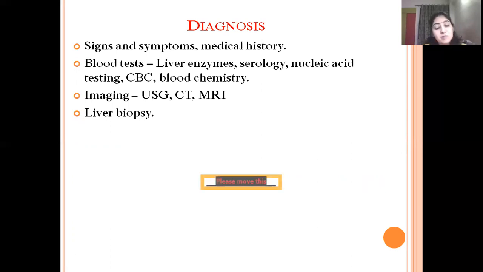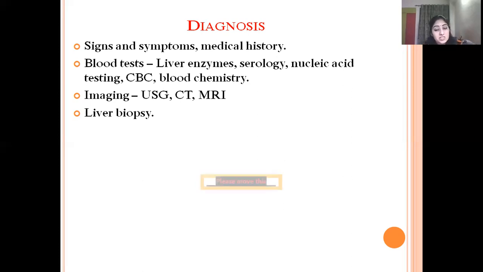Under liver enzymes or LFTs, the parameters which are included are usually bilirubin direct or indirect, albumin, ALT, that is alanine transaminase, AST, that is aspartate transaminase, ALP, alkaline phosphatase, GGT, gamma glutamyl transferase, prothrombin time, and partial thromboplastin time. So all these parameters are included under liver function test.